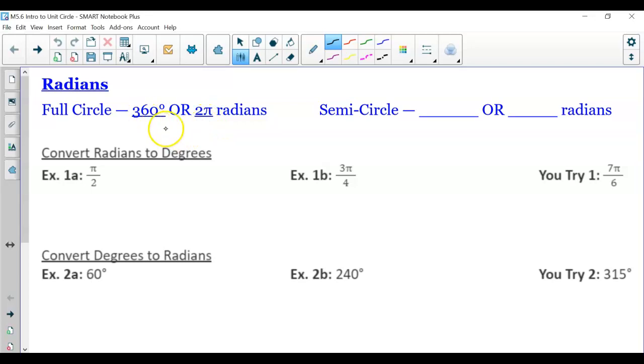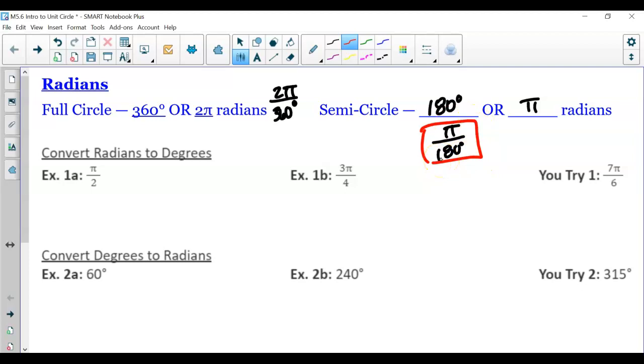So 2 pi is the same as your 360 degrees. So then a semicircle, which is half, which is 180 degrees, or, well, 2 pi divided by 2 is pi. So pi radians is 180, or again, pi to 180 degrees. So this is the focus here when we are converting radians to degrees, because the value of pi is 180 degrees.